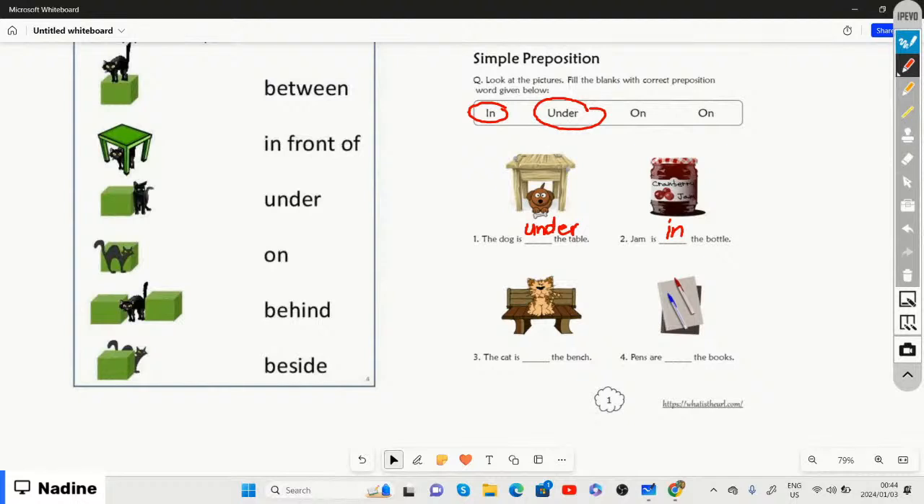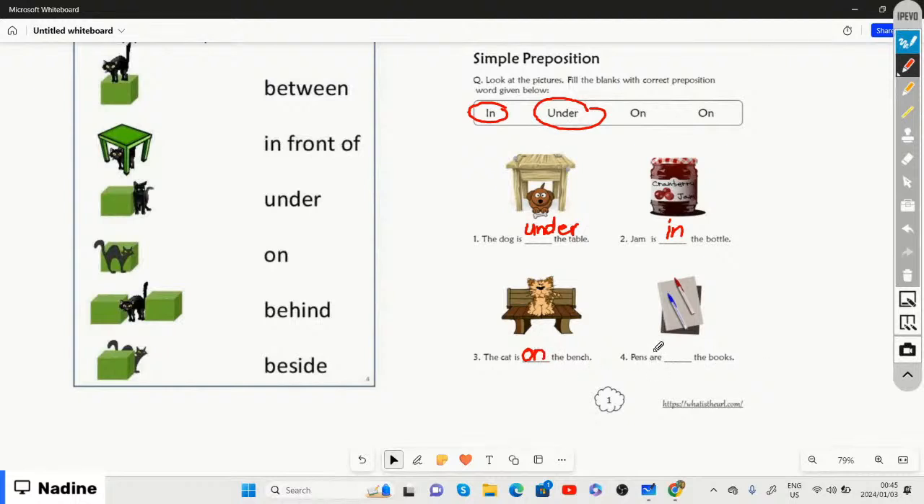The cat is on the bench. Is it in the bench or on the bench? Where do we find the cat? So we can then say the cat is on the bench. So this cat is sitting on the bench.